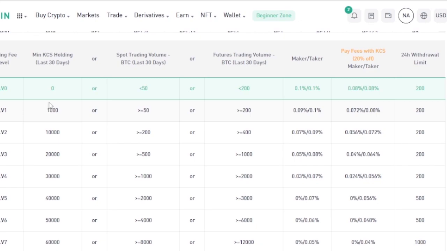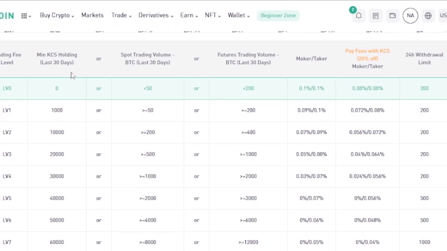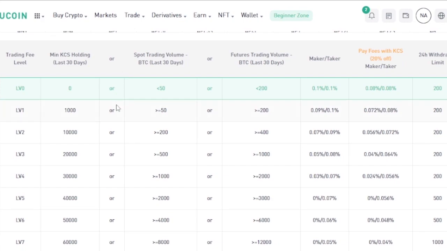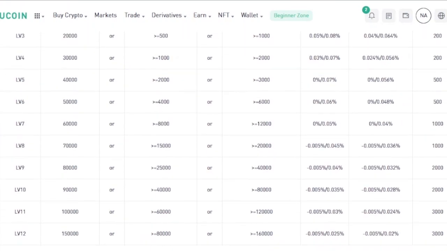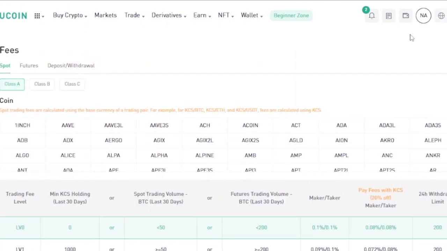You can go on to level 1, and you can see the minimum Kucoins holding over the last 30 days is going to be 1,000, or the spot trading volume in Bitcoin over the last 30 days is going to be approximately 50 or more. Or there are other requirements that you need to fulfill in order to complete all of these levels. And according to these levels, the 24-hour withdrawal limit for me is 200, and whenever my level increases, my withdrawal limit will also increase accordingly. For example, on level 8, the withdrawal limit increases up to 1,000. So depending upon that, it keeps increasing.